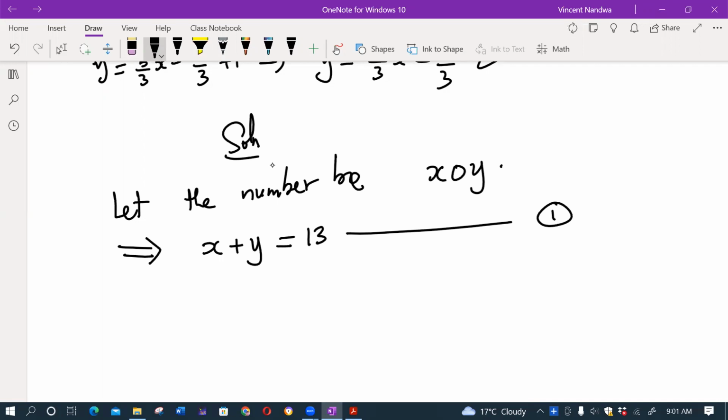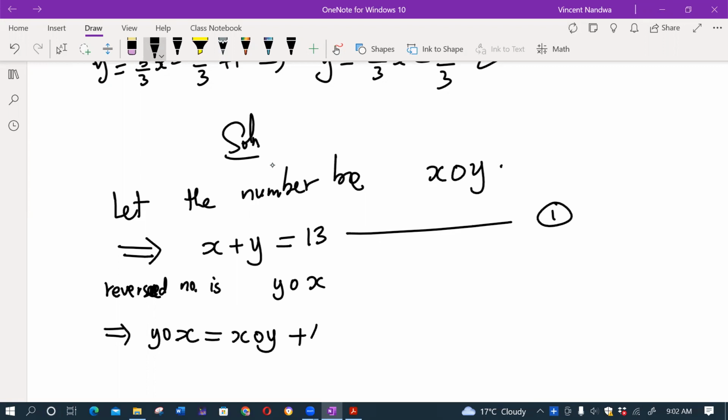And then we've been told that if the digits are reversed, so reversing means now we have y0x. We are saying that if the digits are reversed, the number so formed exceeds the original by 495. So which means y0x is the same as x0y plus 495. That's the meaning of exceeds the original by 495.